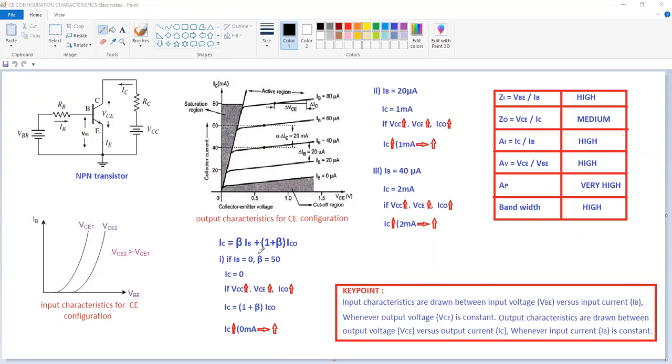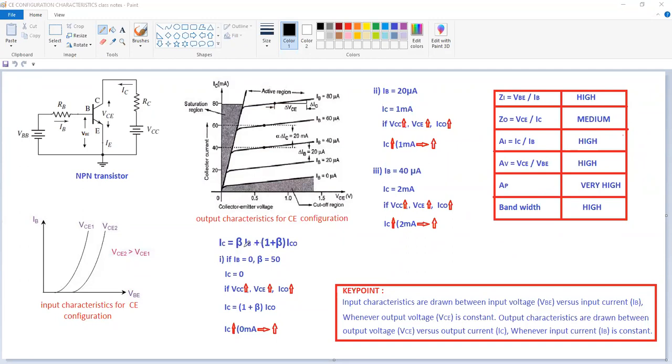Here I am taking two conditions: without reverse saturation current and with reverse saturation current, and how the graph looks. First case, if there is no reverse saturation current, then the equation becomes IC is equal to beta into IB. Here IC is the output current, IB is the input current, whereas ICO is the reverse saturation current.